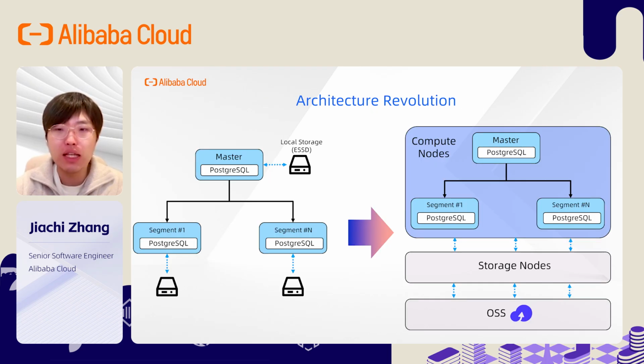This slide demonstrates the architecture revolution. We move from the isolated AnalyticDB for PostgreSQL instances with local ESSD to the decoupled design where the storage is handled by the dedicated storage nodes backed by OSS. This separation allows compute and storage to scale independently, reduces storage cost, improves data durability, and simplifies maintenance and failover. In practice, it means faster scaling, lower storage cost, and easier upgrades while keeping PostgreSQL compatibility and performance.